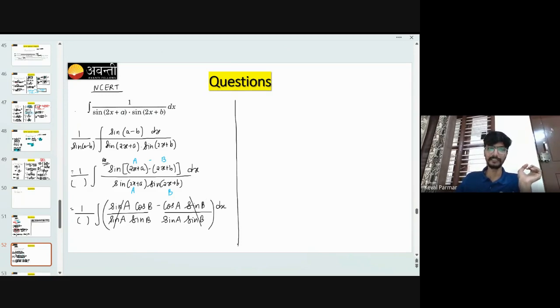So what I am left with is the integration of cos B upon sin B, which is cot B, where B was 2x plus b, minus cos A upon sin A. Cos A upon sin A is cot A, where A was 2x plus a, dx.